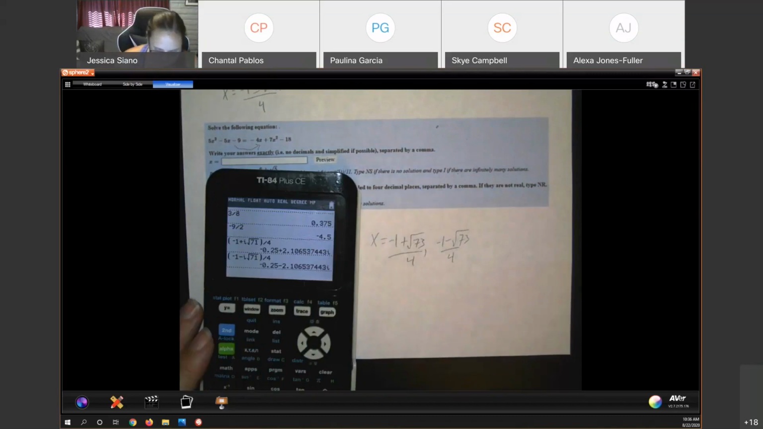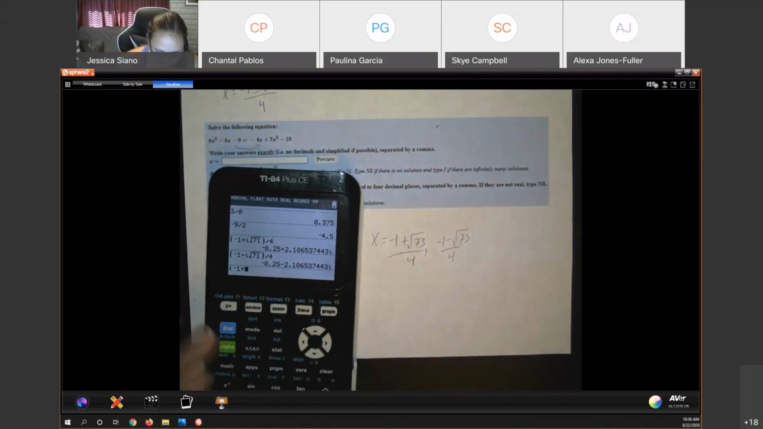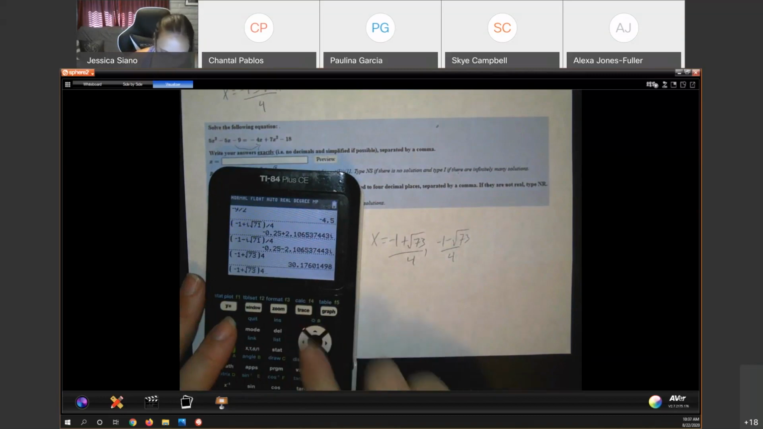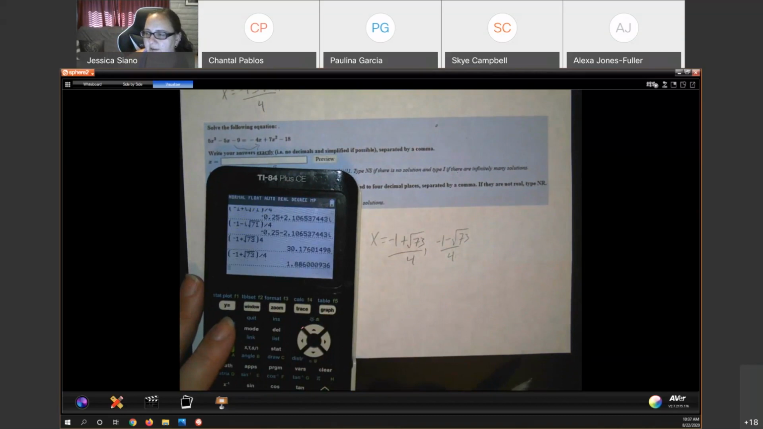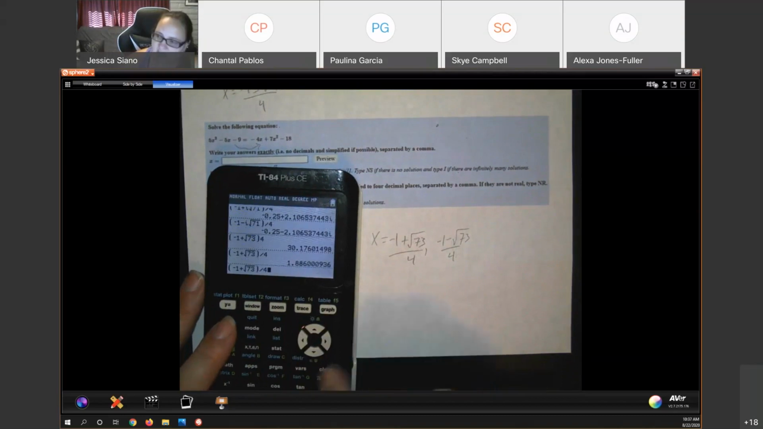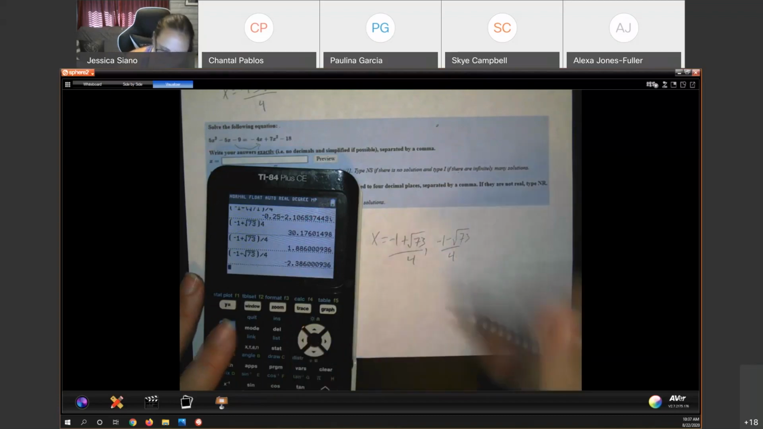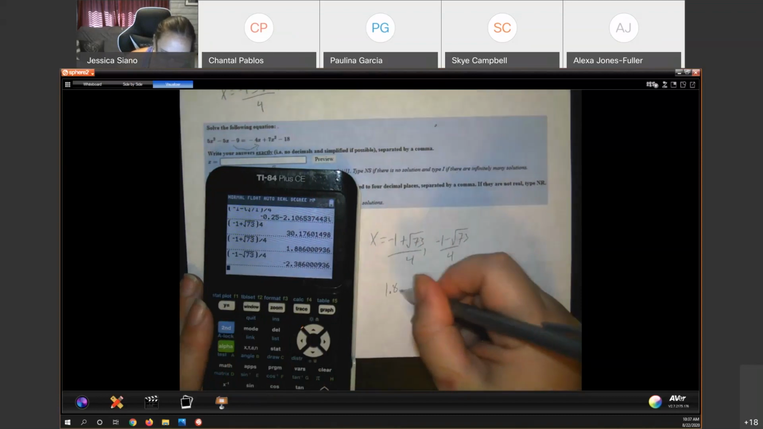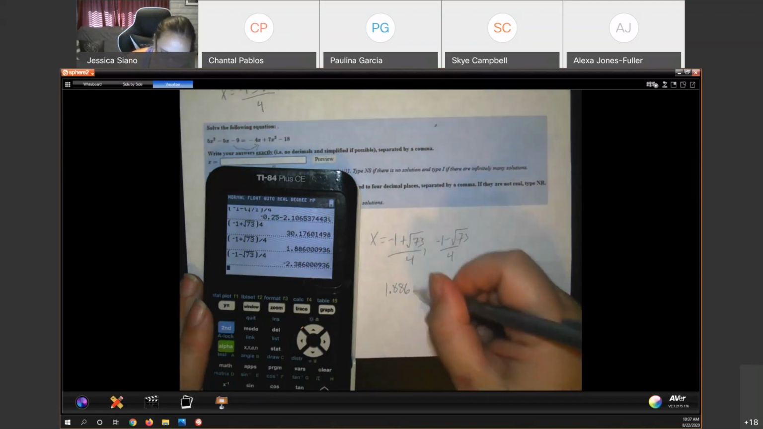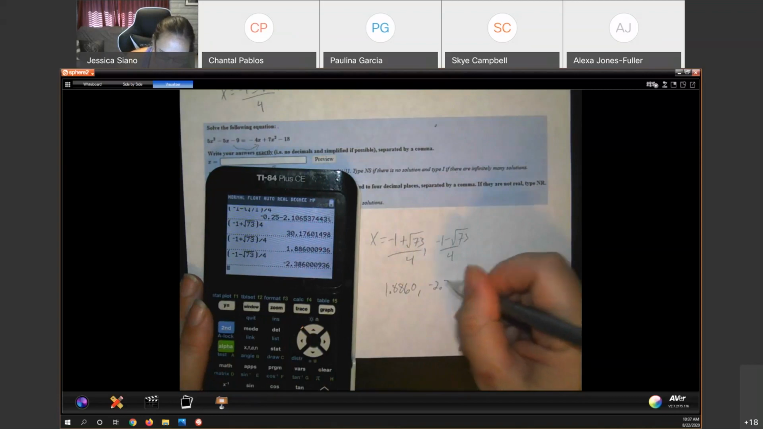So -1 plus the square root of 73 divided by 4. This is just second enter, by the way. Second enter pulls up the last thing. Ooh, I forgot the divided by. Second enter pulls up the last thing that you put in. So second enter, and I change this to a negative or a minus. So 1.8860 and -2.3860.